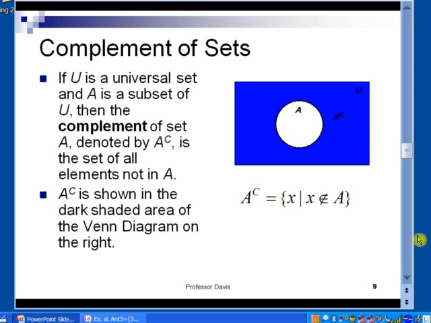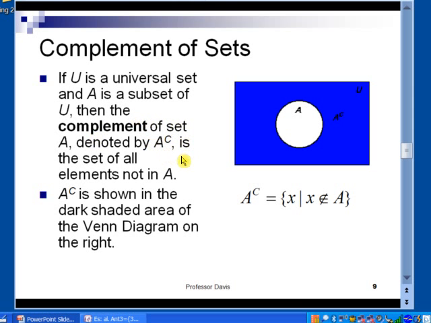Okay, now in slide number 9, we want to talk about the complement of sets. That's different than the union and the intersection. We can say here that if U is a universal set and A is a subset of U, then the complement of set A, denoted by, notice the notation here, we write down the set, here it's A, and then we use a superscript of a C there. All right, a superscript of a C. So we say A complement for that.